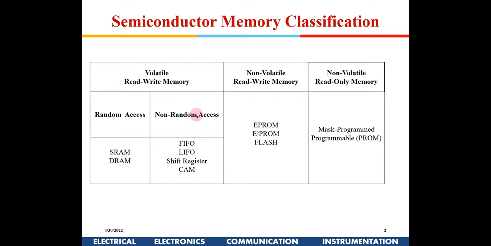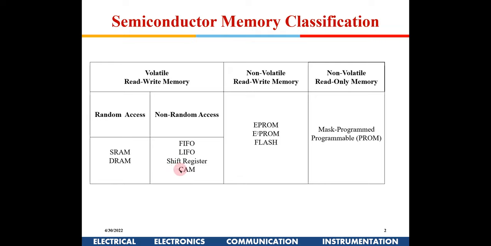Now I can have a non-random access. A non-random access is like a FIFO, first in first out, or LIFO, last in first out. One example of LIFO is the stack register, like a microprocessor uses a stack register. That's just a memory where you keep putting data into the top and then you keep removing from the top. A shift register also can be called non-random access, because from one side you put and you take the data from the other side.